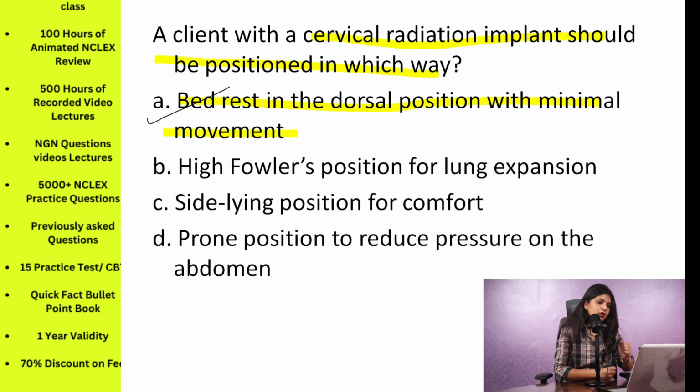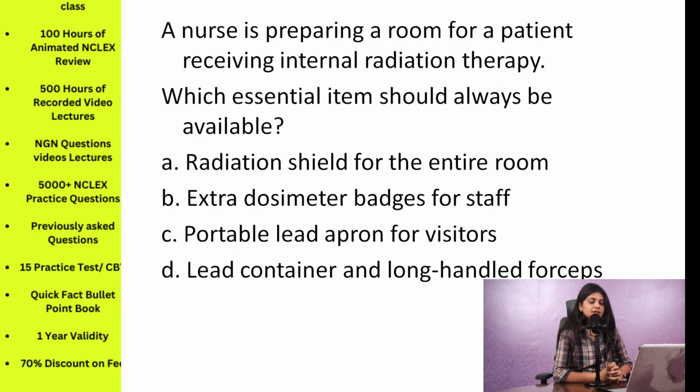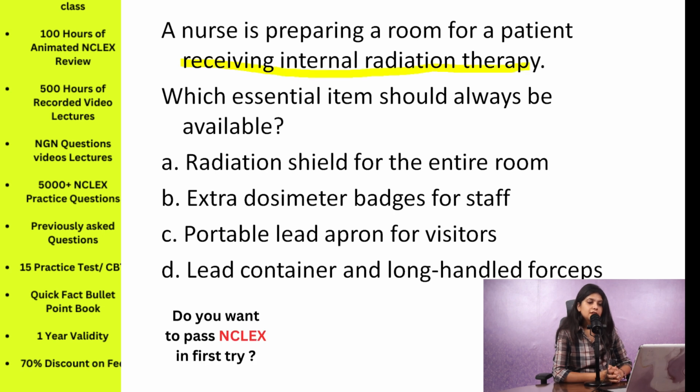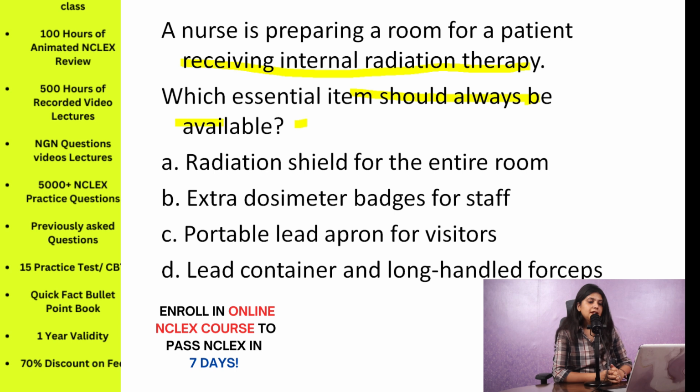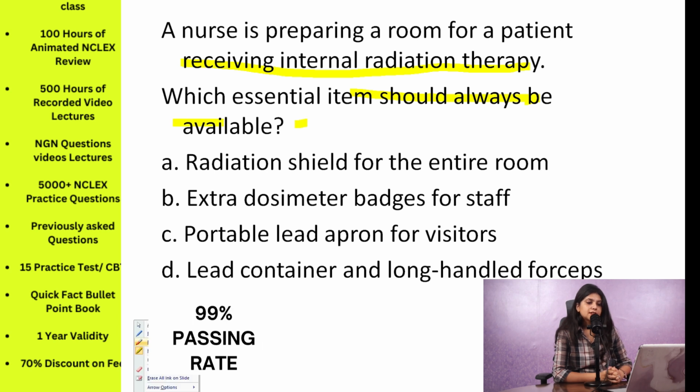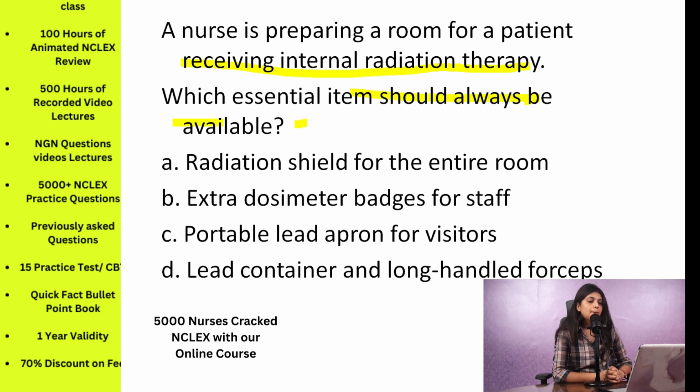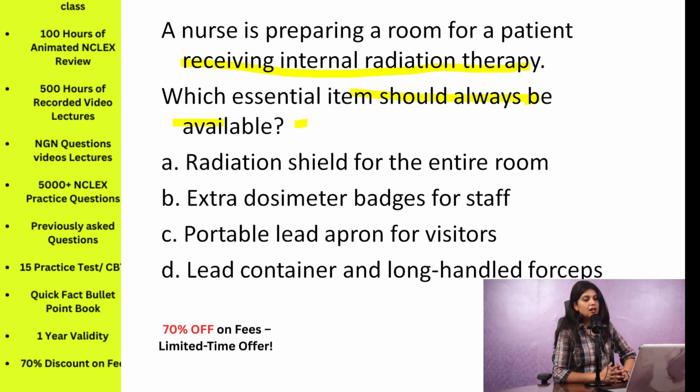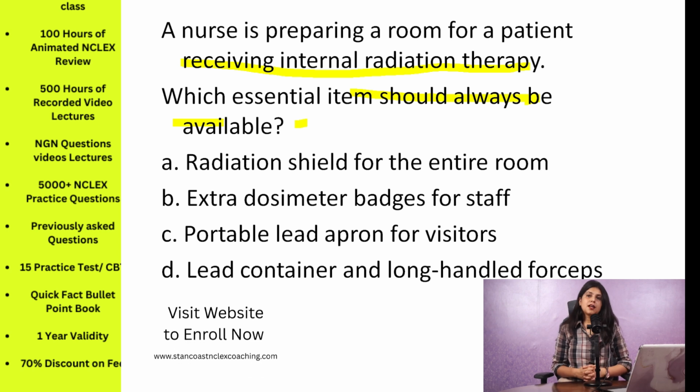A nurse is preparing a room for a patient receiving internal radiation therapy. Which essential item should always be available? A. A radiation shield for the entire room. B. Extra dosimeter badges for staff. C. Portable lead apron for visitors. D. Lead container and long-handled forceps.